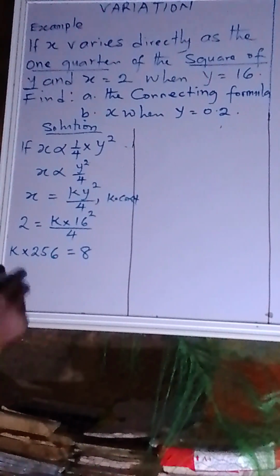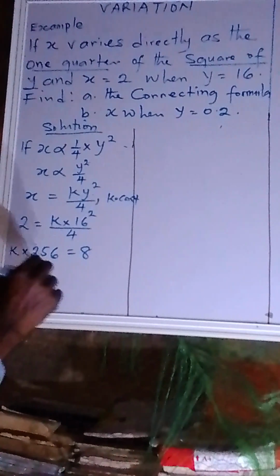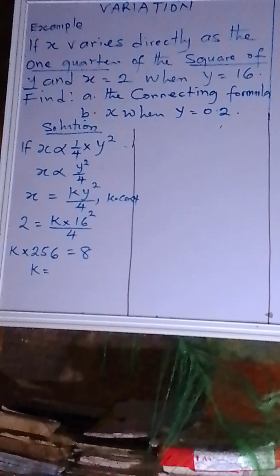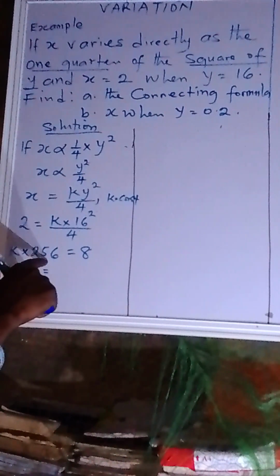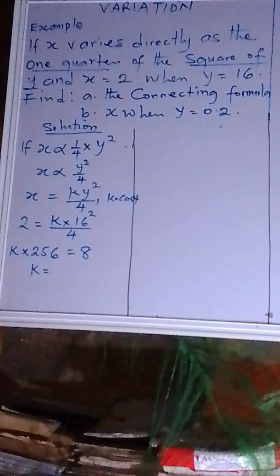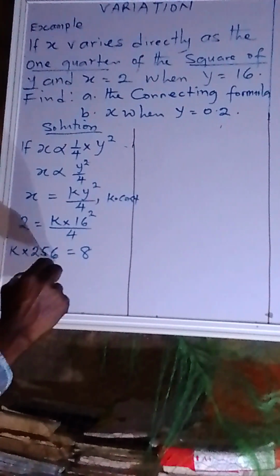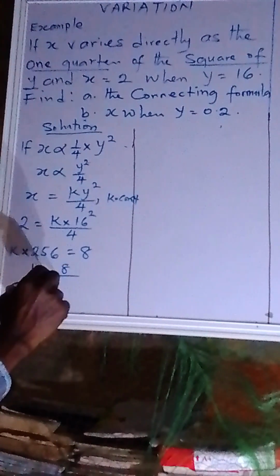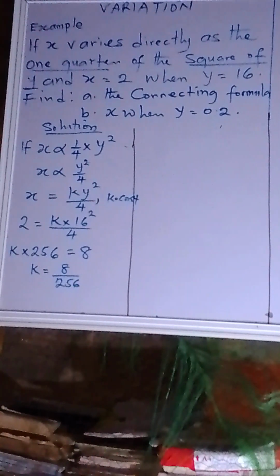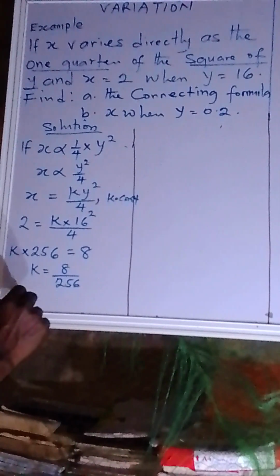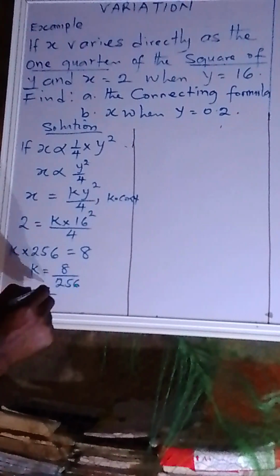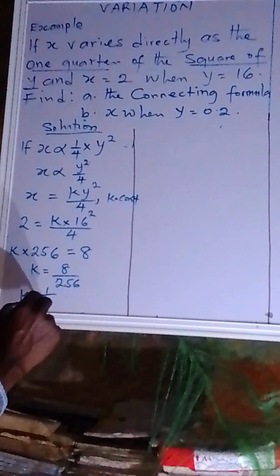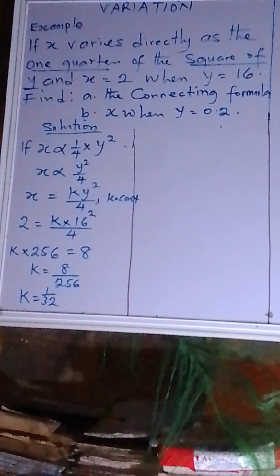So you can now get your k. What are you going to do? You divide both sides by the coefficient of k. And what's the coefficient of k? 256. So you divide this by 256 and this by 256. So you have 8 all over 256, and your k will now be 1 over, because 8 goes in 256, that's 32. So this is our proportionality constant.